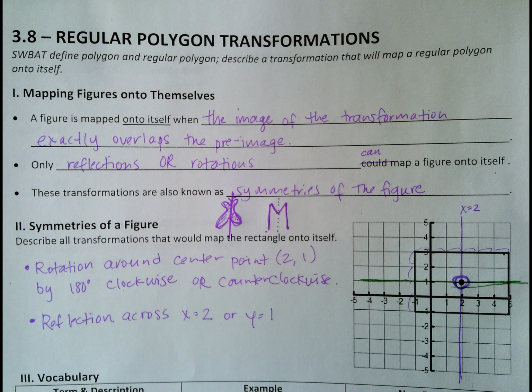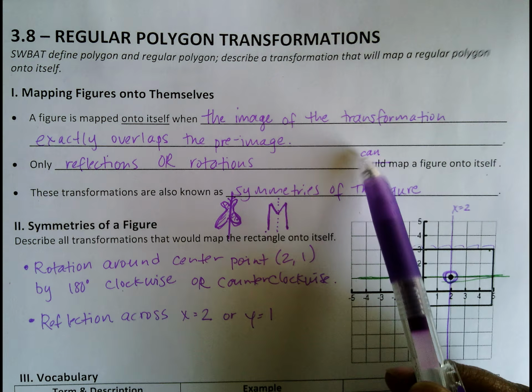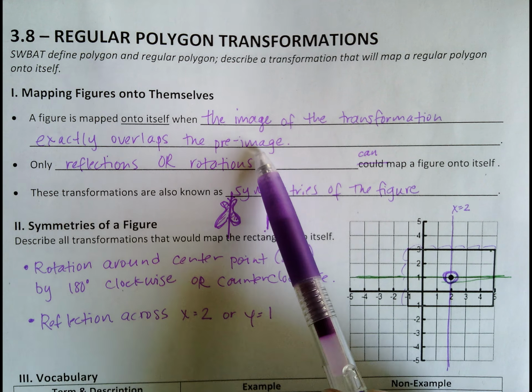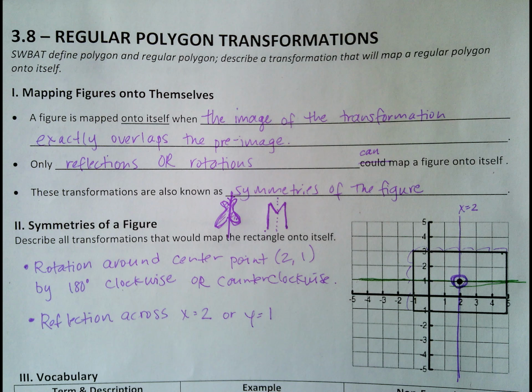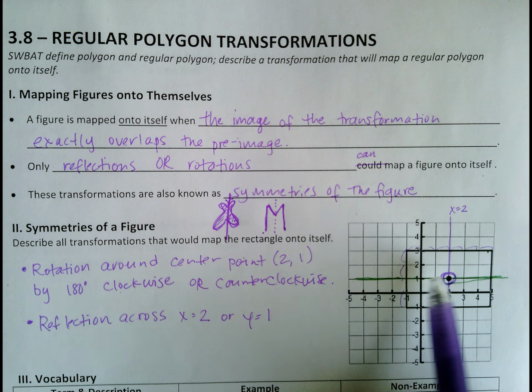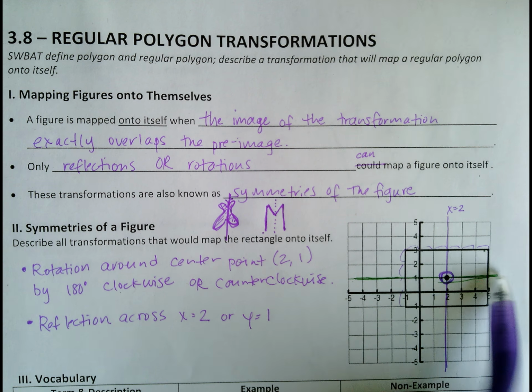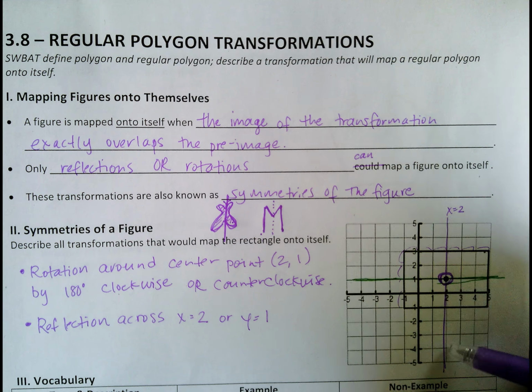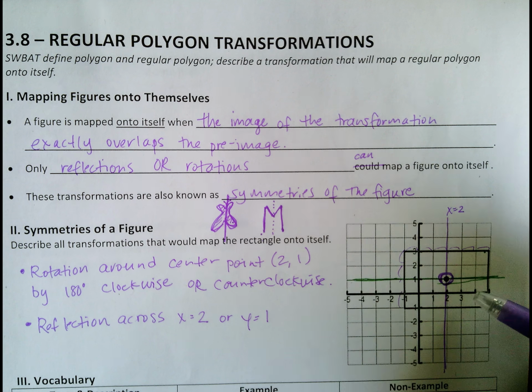When you're mapping a figure onto itself, that basically means that the image of the transformation exactly overlaps the pre-image. Or if you think about it like folding something, say if we look at this image right here, which we'll talk about in a second, if I were to fold this image over this line, it would literally land right on top of its other half. If I were to fold this image over this line, it would also literally lay on top of this half right here, okay?